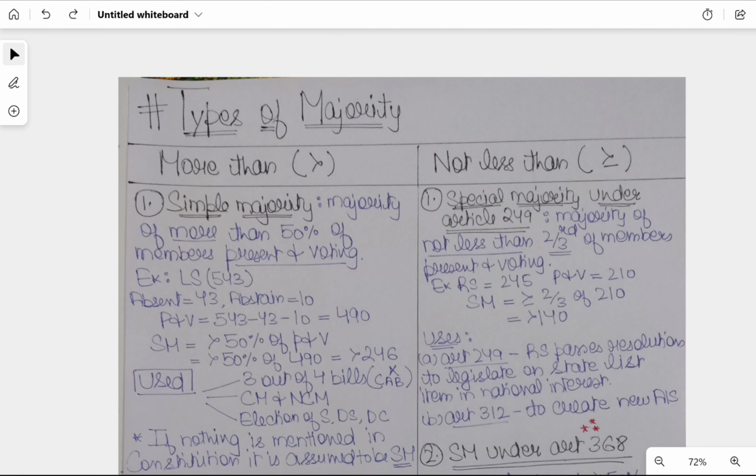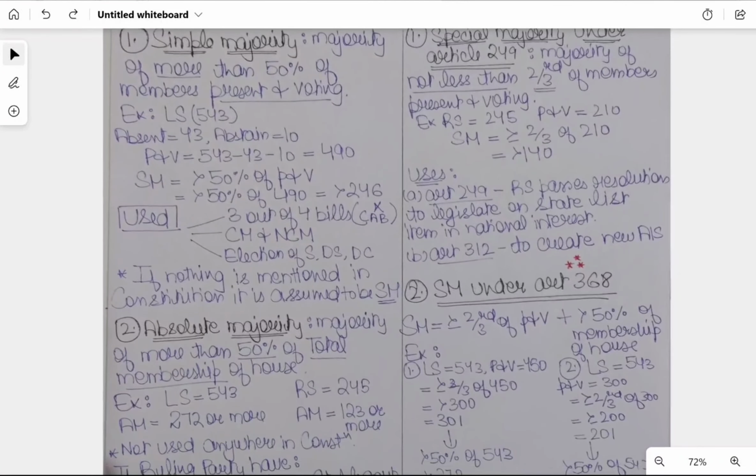The uses of simple majority can be categorized in three categories. It is basically used in 3 out of the 4 bills, excluding the constitutional amendment bill, which uses the special majority. Secondly, confidence motion and no confidence motion. And thirdly, election of speaker, deputy speaker and deputy chairman.